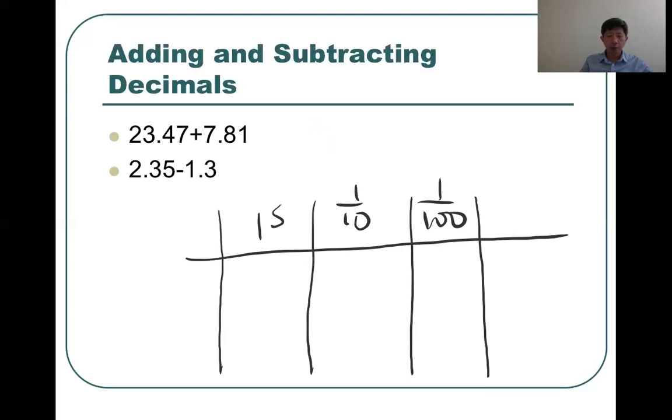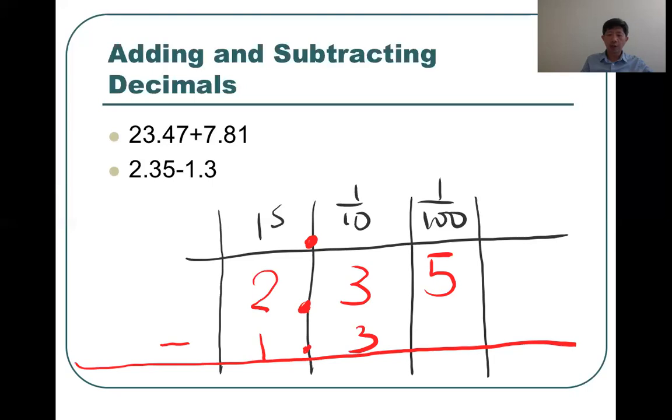So 2.35, and where's the decimal point? Point right here. So 2.35 like this. I want to subtract what? 1.3, 1.3 right there. All right, lining up. So 5 minus 0, 5, 3 minus 3, 0, 2 minus 1, 1. So 1.05, right? 1.05.